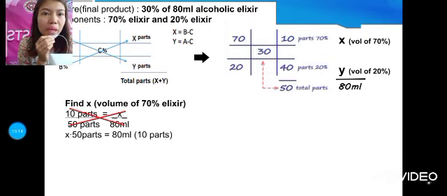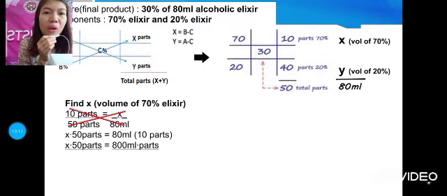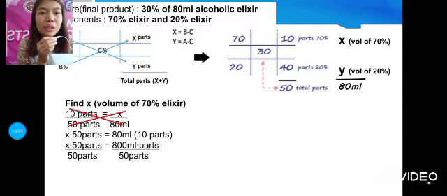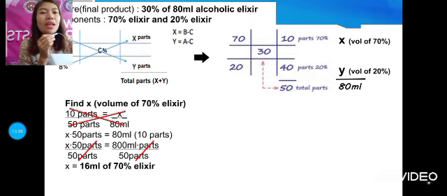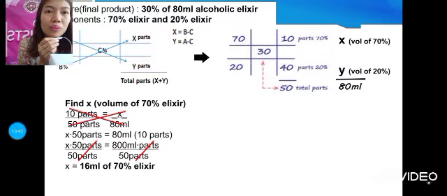Proceed with the multiplication. So X times 50 parts is equal to 800 ml parts. Of course, we need to divide both sides by 50 parts to eliminate the variable. Cancel the parts unit, and our final answer is 16 ml of 70% elixir. So that is the volume that is required to make a mixture of 30% of 80 ml alcoholic elixir.